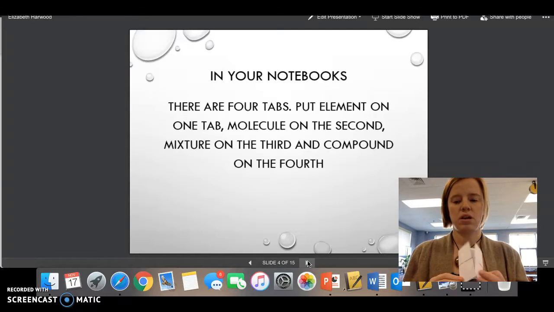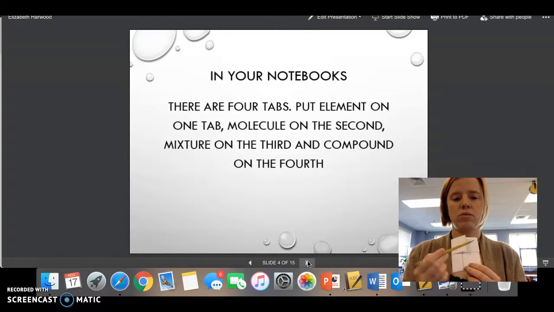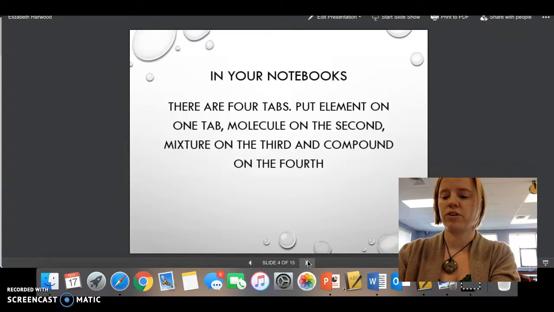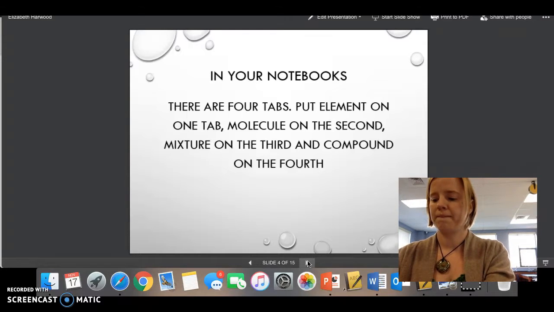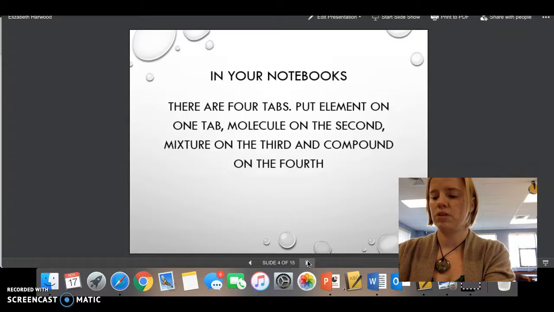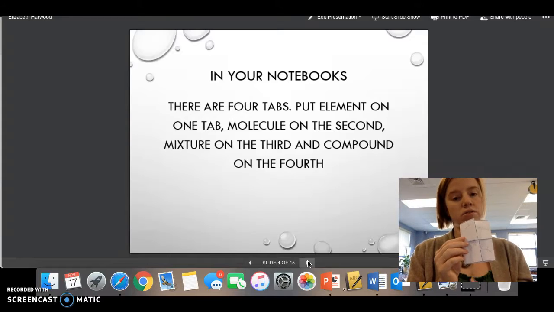So there's 4 tabs. One tab is going to be element, one is going to be molecule, mixture, and compound. Like I said, this is going to look a little different for you. Yours is going to be separated a little bit. Element, molecule, compound, and mixture. It really doesn't matter which tab you put each on as long as all 4 of them are on there and you put the definitions under the right one. Okay?